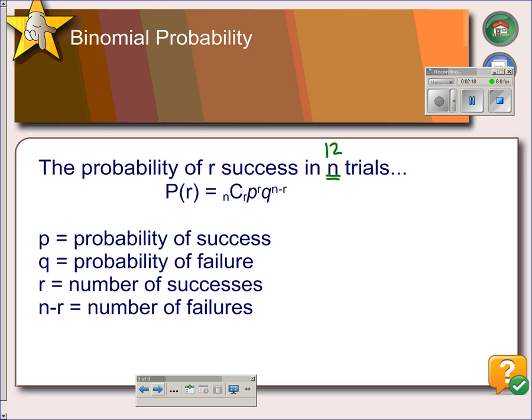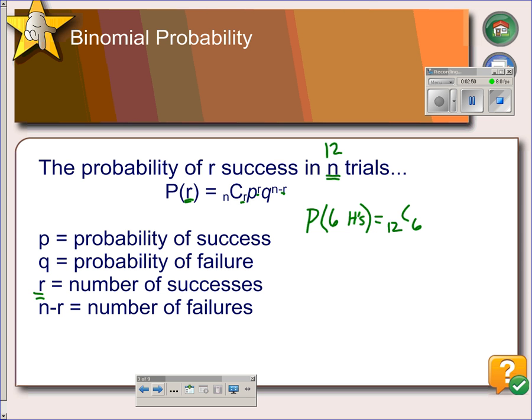r is the number of successes. And you'll notice that r is in this formula here, here, and here. So if we're flipping coins and I need an r there, I would ask, out of 12 trials, what's the probability of getting 6 heads? So using my formula, n is 12 and r is 6.